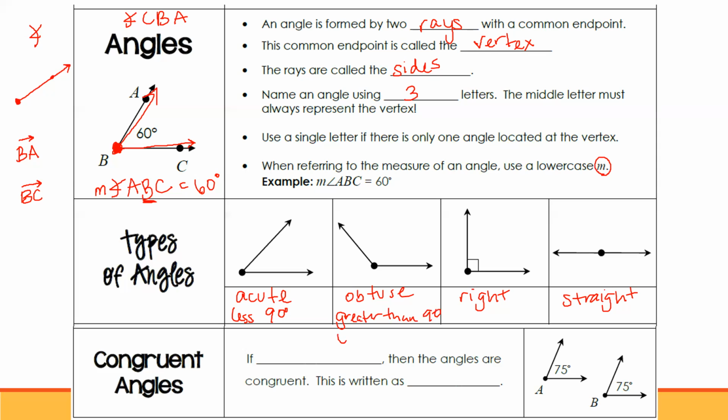It's also going to be less than 180. That might be one thing that you didn't really cover before. An obtuse angle is going to be greater than 90 degrees, but less than 180. A right angle is going to be exactly 90 degrees. And a straight angle is going to be exactly, or equal to, 180 degrees.